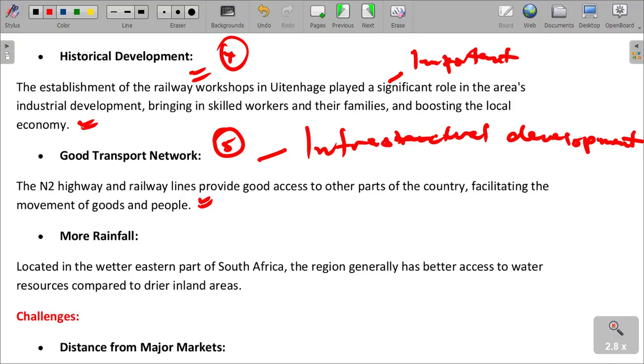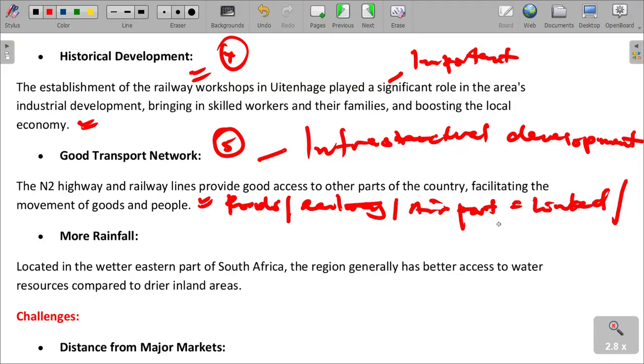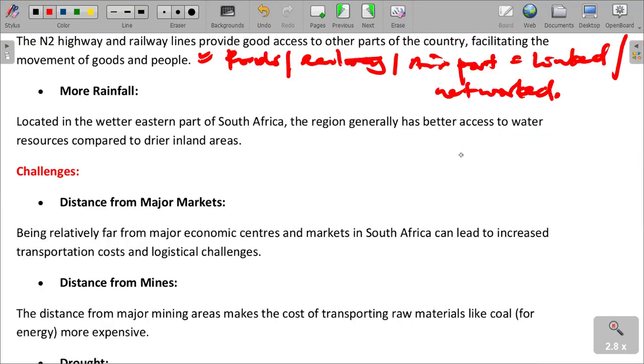So now the good transport network, we are talking about the roads, there is a railway line, there is also the airport. We are saying all of these are well linked. They are well networked. So therefore, they are quite important with regards to strategic industrial development. So the region remains linked to the rest of the markets in South Africa, enabling further growth and development.